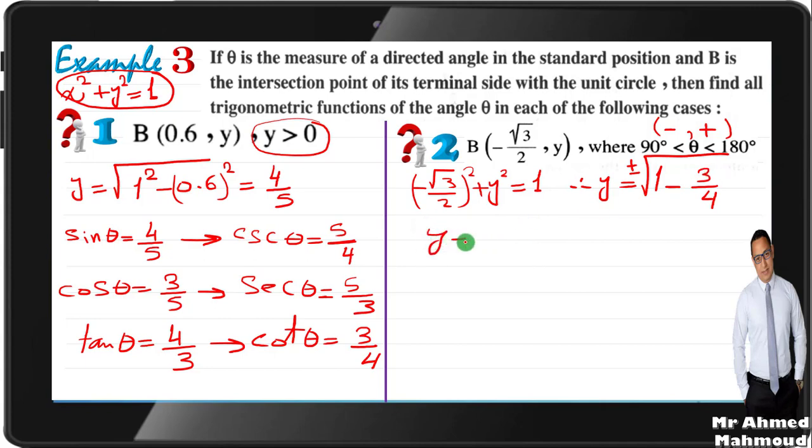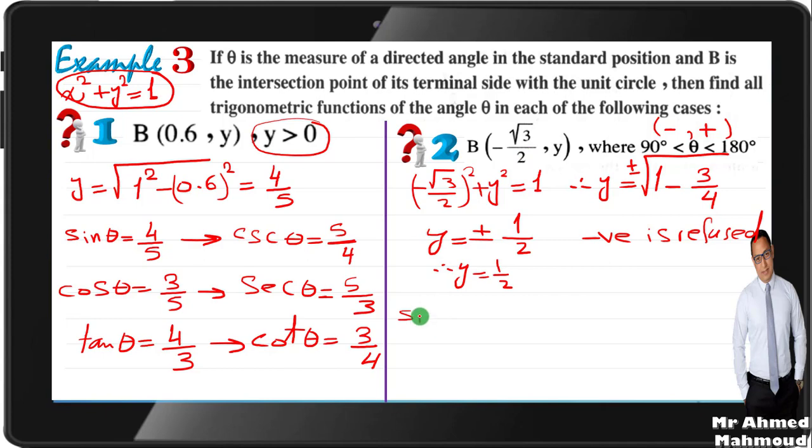So y equals negative or positive square root of 1 minus 3 over 4, which equals a quarter. The square root of a quarter equals 1 over 2, so it will be 1 over 2. But negative is refused. Therefore y equals 1 over 2 and x equals negative root 3 over 2.